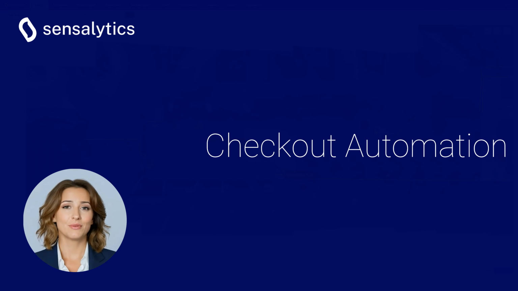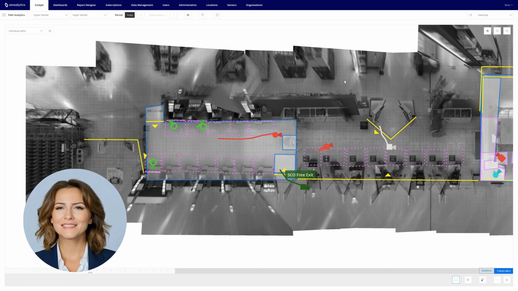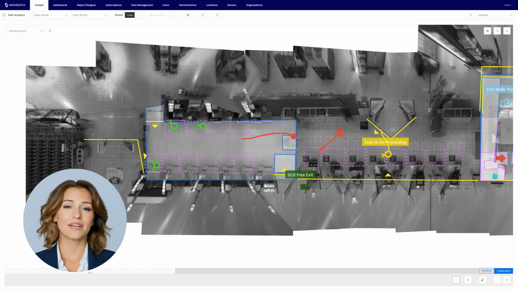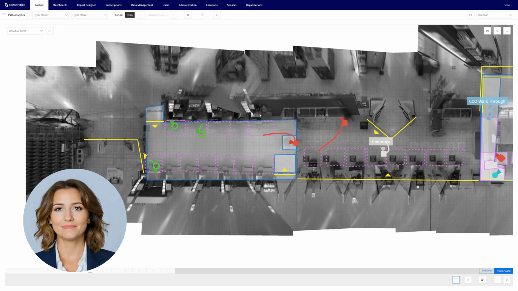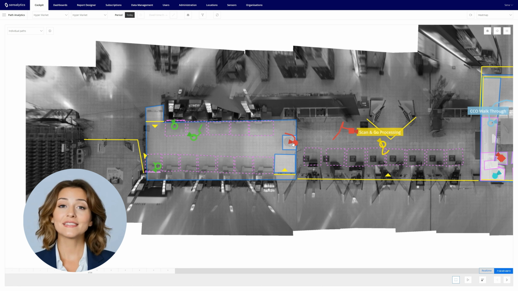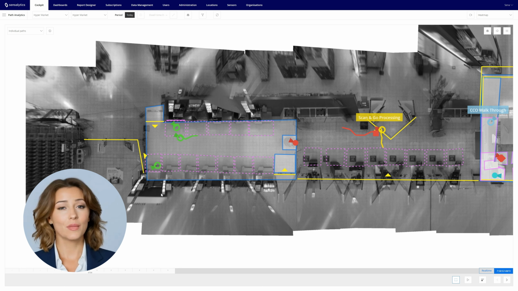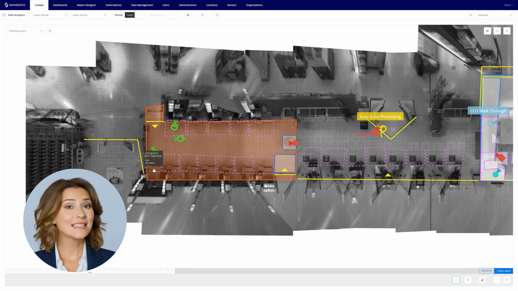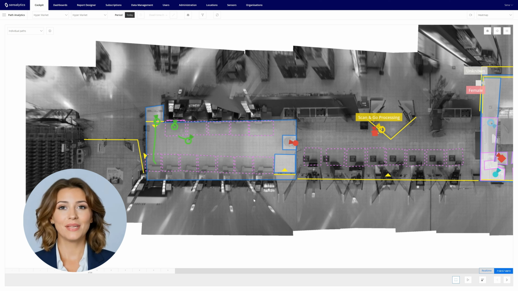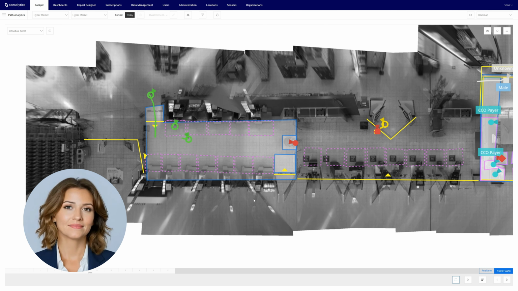Looking at self-checkouts, we are facing various problems: exit gate control, missing supervisors, and unnecessarily waiting customers. What you see here is a self-checkout area with 12 terminals. Green objects are customers, the red one is an employee. Sensalytics classifies people based on their behavior. There is no need for your staff to wear any special device.